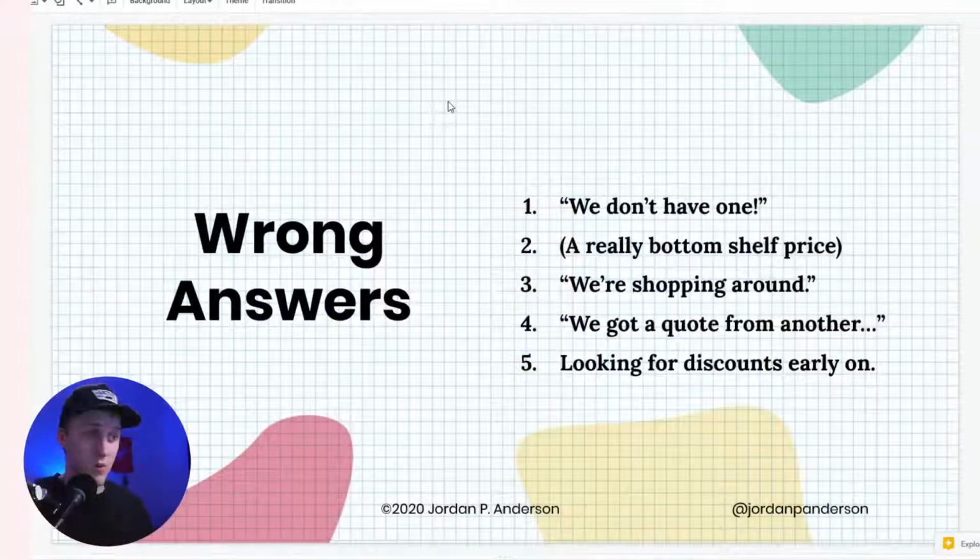Number 4, we got a quote from another photographer. We were talking with another photographer. They quoted us at, for the 5 videos, Jordan, we got another quote from another video production house. They said their budget's $1,000 to $5,000. Is that something you can do? Is that something you can work within? Usually my response to that is, okay, yeah.